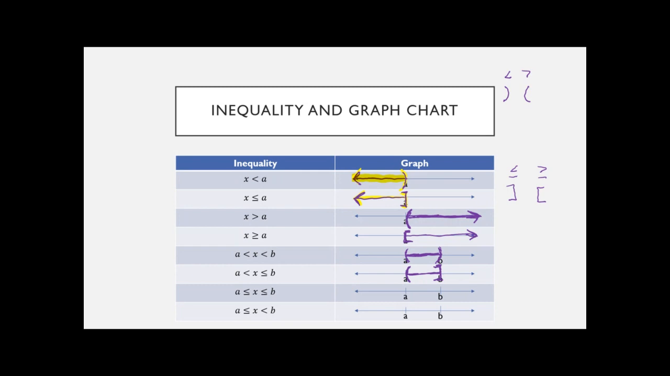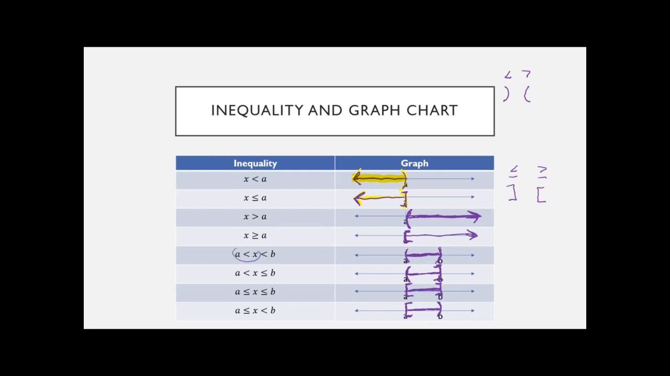Next one, we have a is less than or equal to x and less than or equal to b. So again, our solution is in between a and b. And then they're both equal to, so they're both going to be using brackets. And they're going to be facing left and facing right. And then our last one, we have a is less than or equal to x, and x is less than b. So we're between a and b. The first symbol on the left is less than or equal to, so that's a bracket. And then on the right, it's a less than, which is a parenthesis.